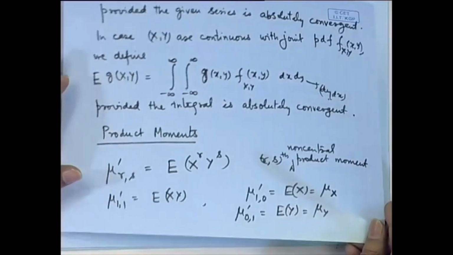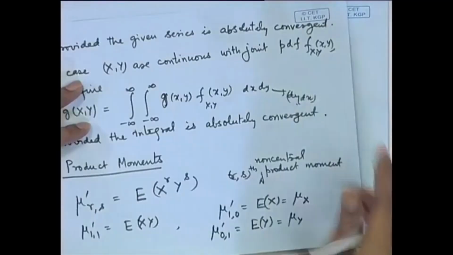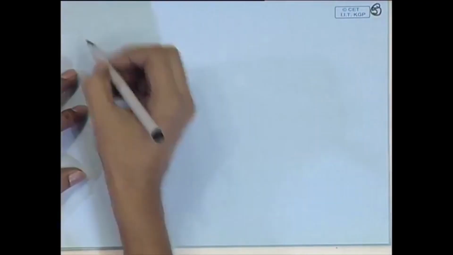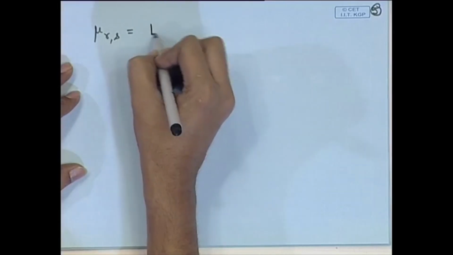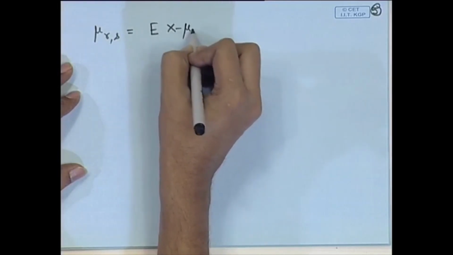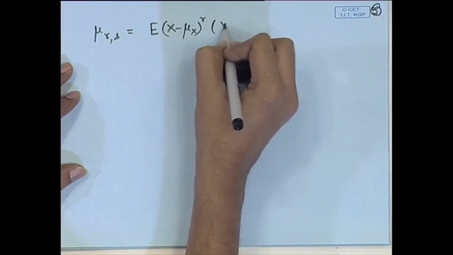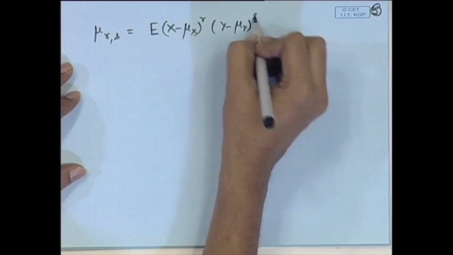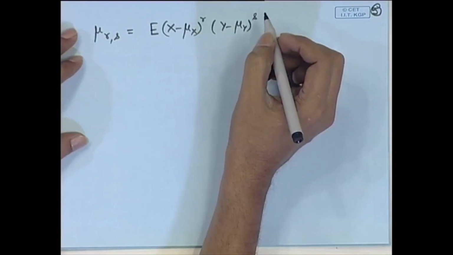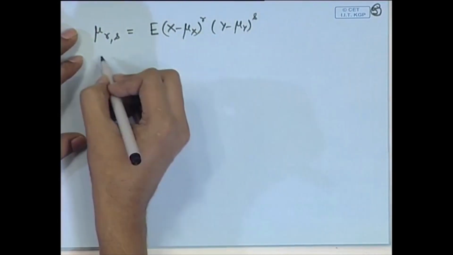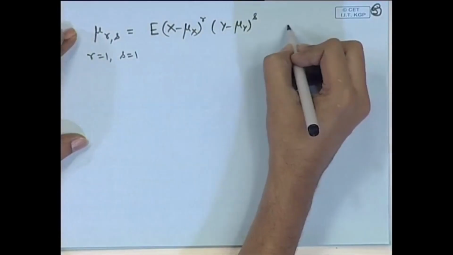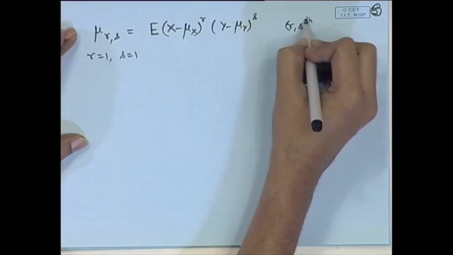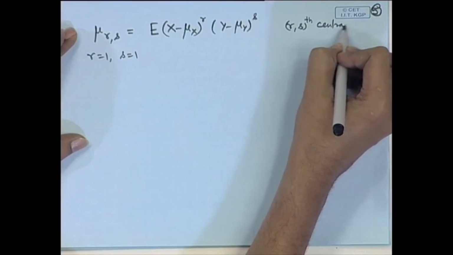Now, using this mu_x and mu_y, we can define product moments which are central. So, we can talk about mu_rs, that is equal to expectation of (x minus mu_x) to the power r (y minus mu_y) to the power s. This is in general the rsth central product moment. Now, if we consider the special case r equal to 1, s equal to 1.